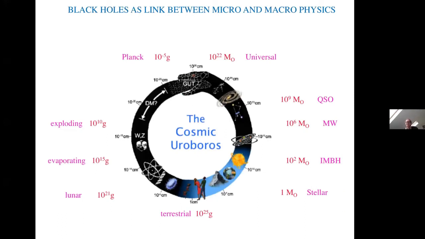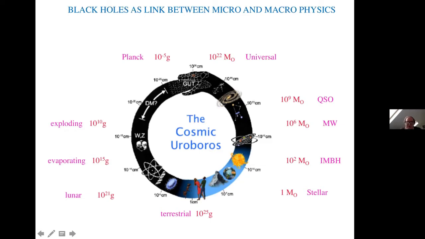This is my favorite diagram. This shows all the scales of structure in the universe from the Planck scale. As you go at the top, go in an anti-clockwise direction, the scale goes up by a factor of 10 for every minute, and it goes all the way up to the scale of the observable universe, so all the structures in the universe are shown here.